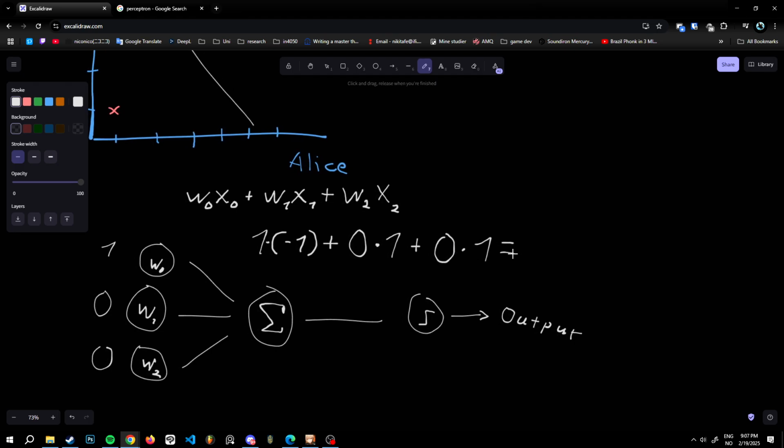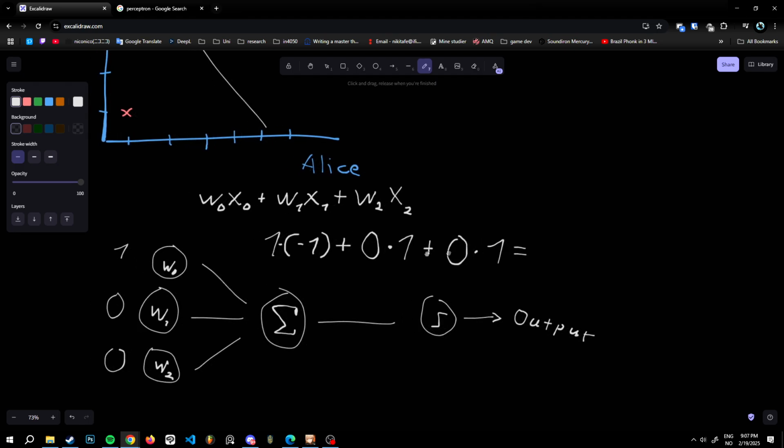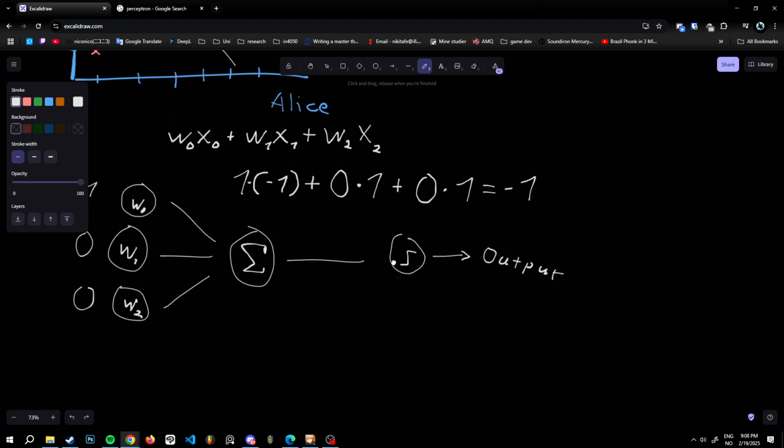And so what will this equal? Anything multiplied with 0 is just going to be 0. 1 multiplied with -1 is going to be -1. So in the end, we will just get -1. And the -1 is actually going to go through a step function.